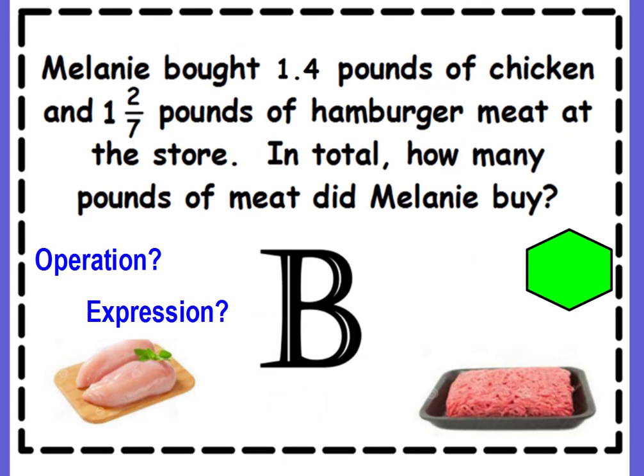Problem B. Melanie bought 1 4/10 pounds of chicken and 1 2/7 pounds of hamburger meat at the store. In total, how many pounds of meat did Melanie buy? First thing I want you to do is find that clue word that tells you if you're adding, subtracting, multiplying, or dividing, and then write your expression.